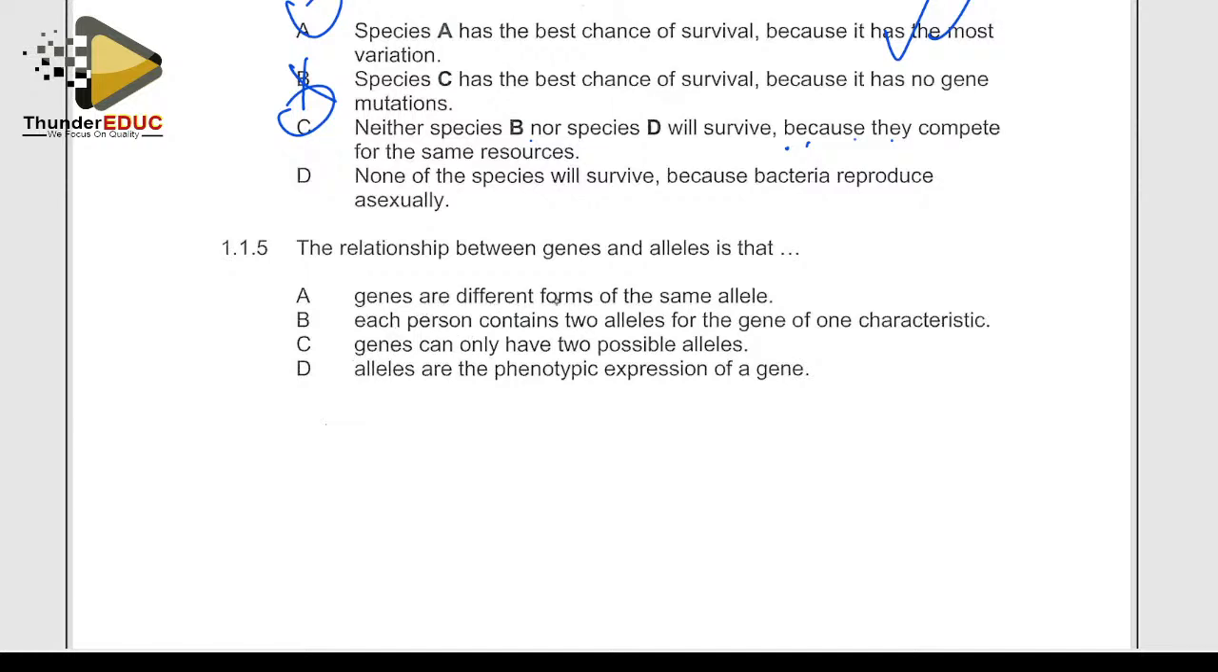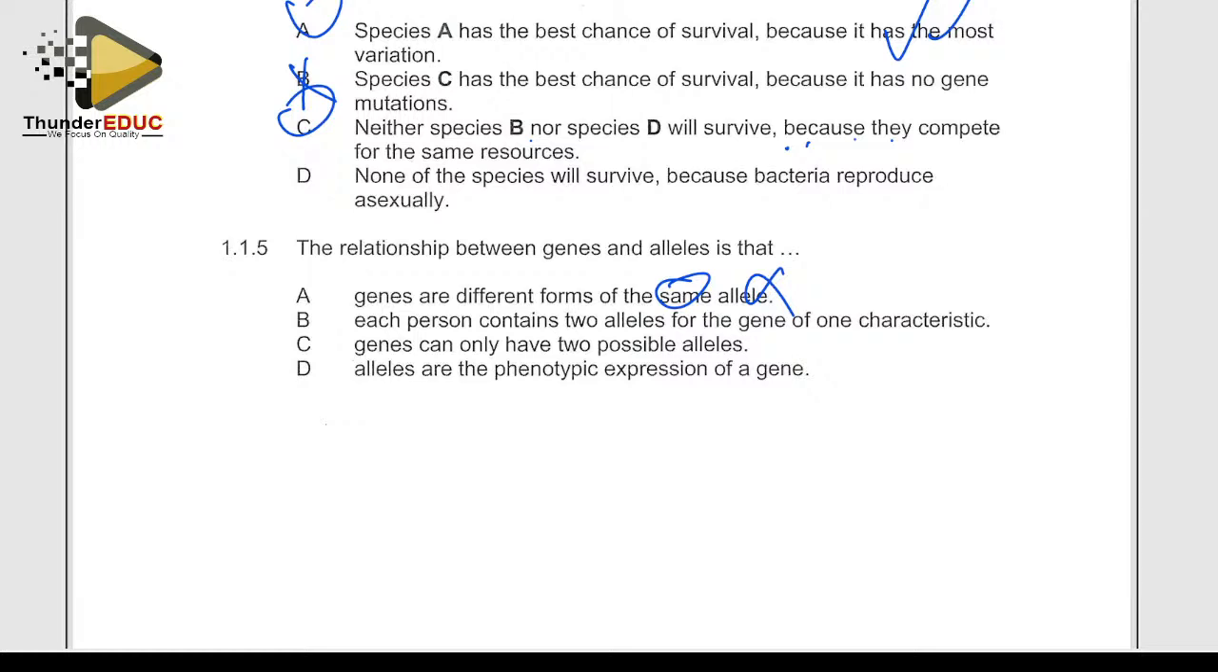Each gene are different forms of the same allele. This is wrong. Each person contains two alleles for the gene of one characteristic. Yes. However, a character can have multiple alleles controlling it, but each person is supposed to have 2 alleles of that character. You understand? Like blood group.